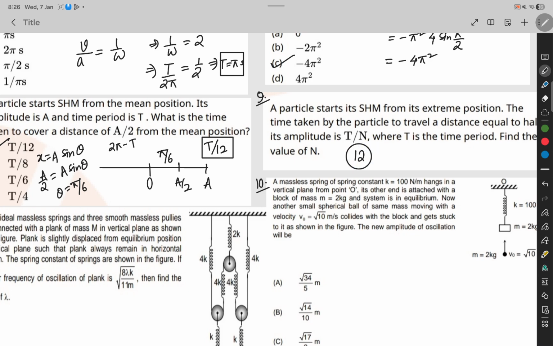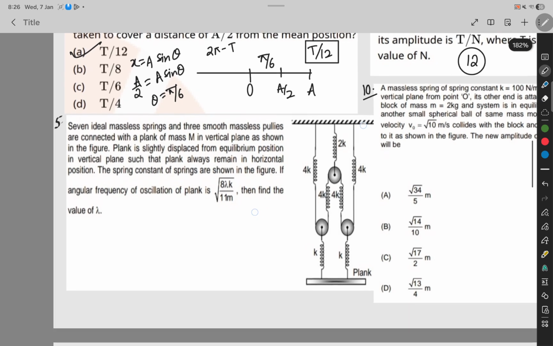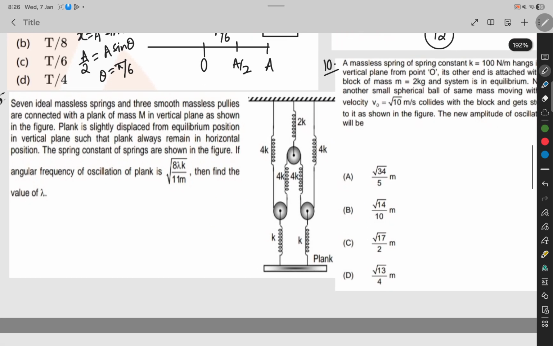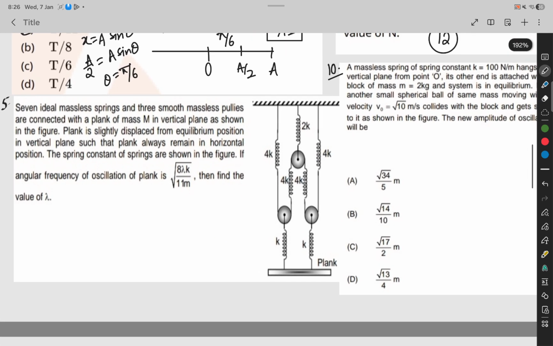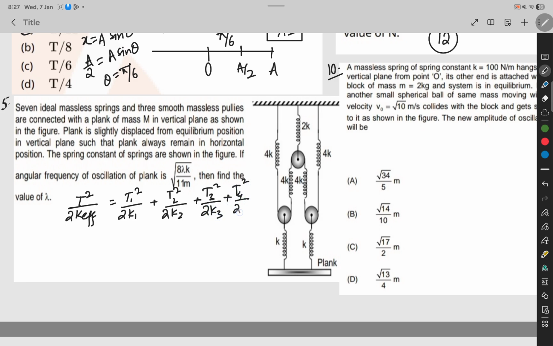Okay, next we will do question number 5. There is a mass and a spring system, and you need to find out the omega. You all know the formula that we did in the class: T square by 2k effective equals T1 square by 2k1, T2 square by 2k2, T3 square by 2k3, T4 square by 2k4.